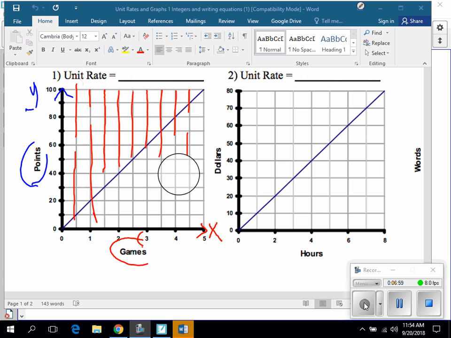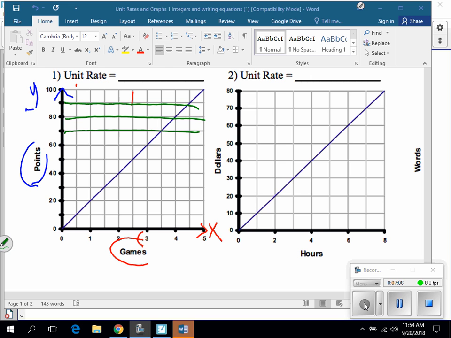And then let me also show you the horizontal grid lines. So here's the horizontal grid lines. So that's what I'm talking about when I say grid lines. And you want to find where those grid lines perfectly meet. So let me give you an example.